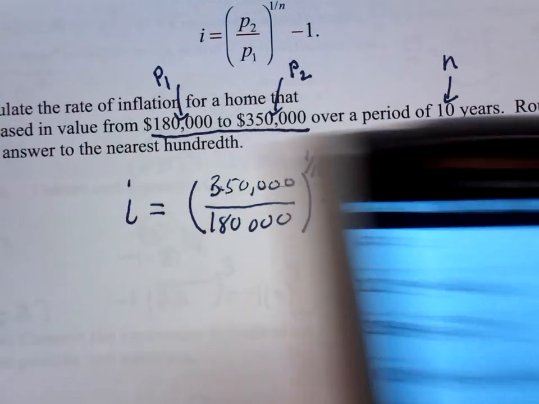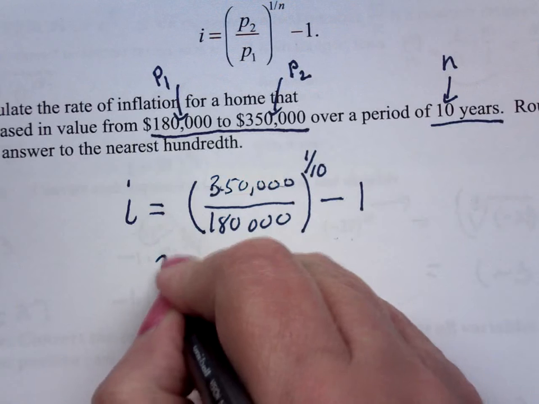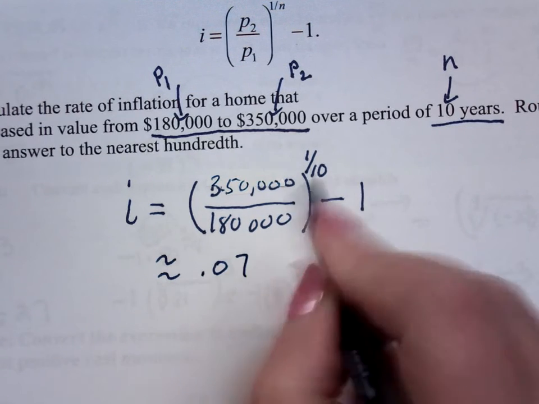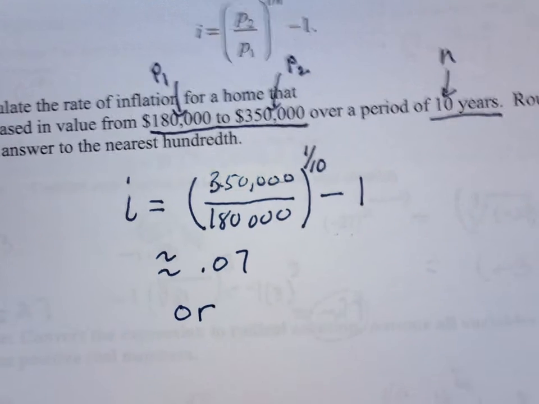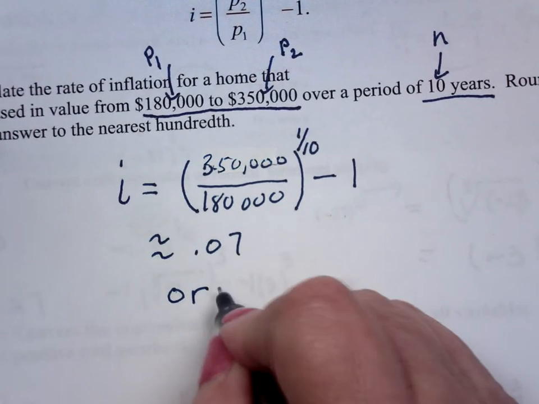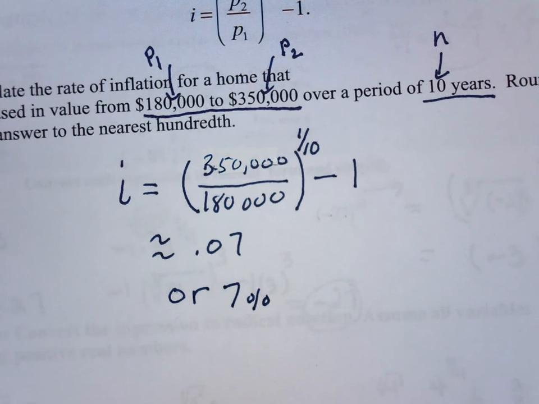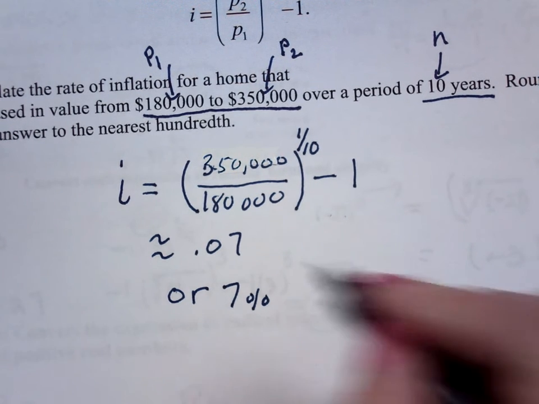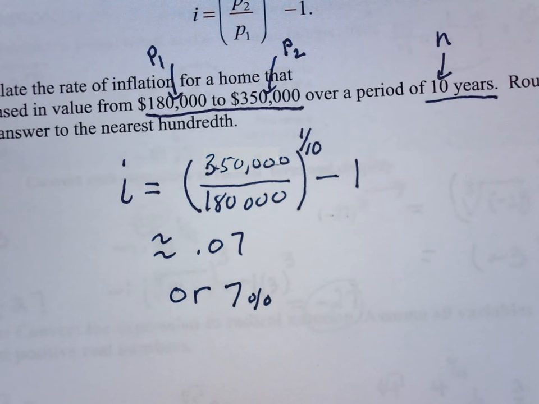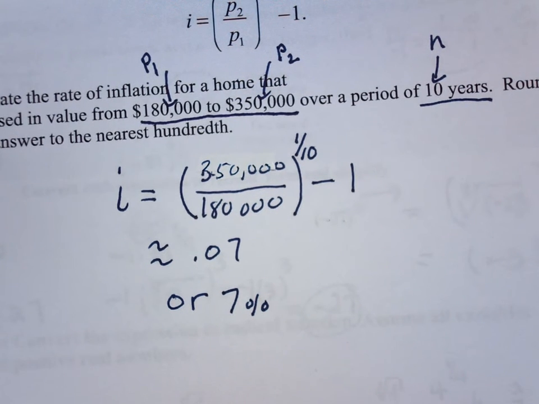0.0687, to the nearest hundredth would be 0.07, or 7%. So it's actually 7% per year. So what is the inflation rate? The inflation rate is 7%. Not too bad.